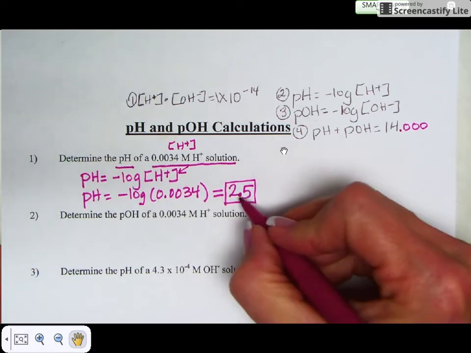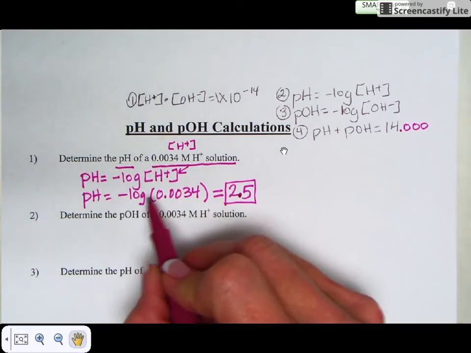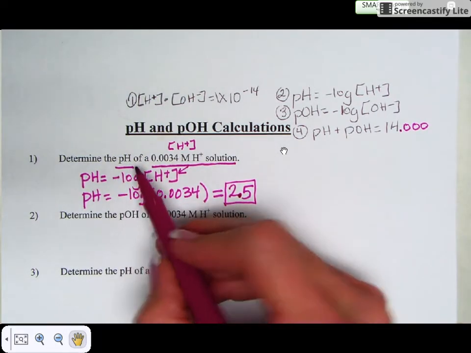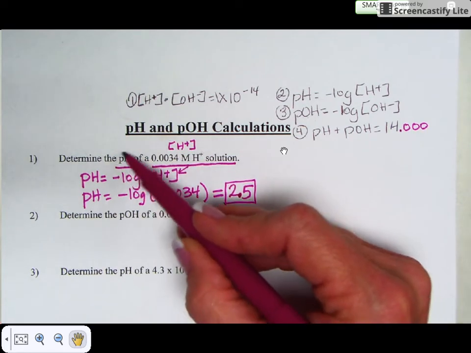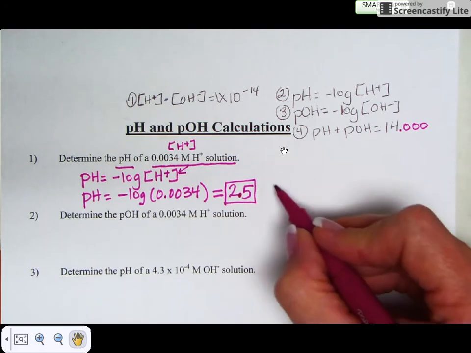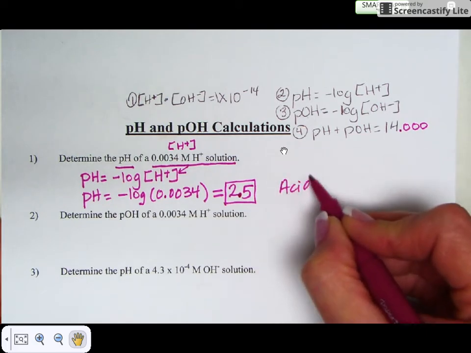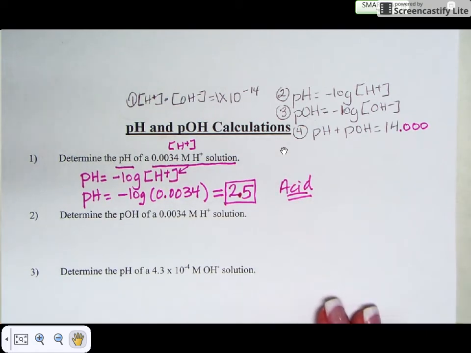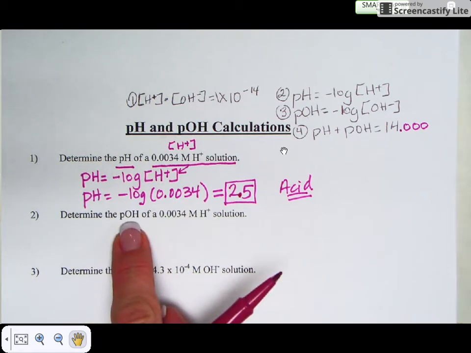Now, this question did not actually ask you this, but on the test you're going to have to be able to explain or identify. So if you're asked if it's acidic or basic, you'll want to look at your pH. So the pH here is 2.5. Since it's less than 7, you would say that this is an acid. It's an acidic solution.